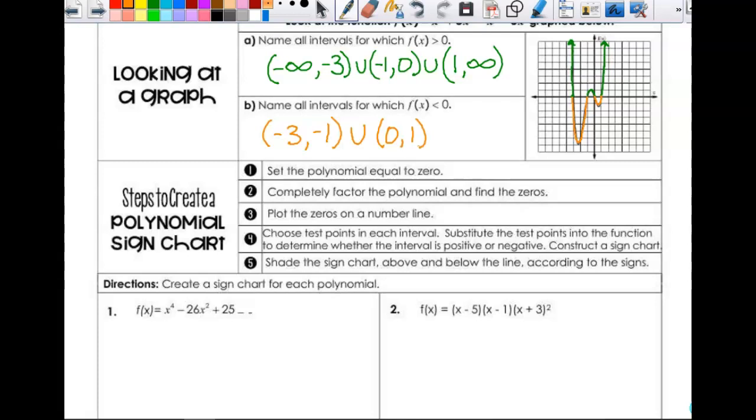Okay. All right, so here's what you do with the sign chart. I'm going to run you through the steps. I'll talk you through them. They won't make a whole lot of sense till we actually do it, but there's the list of what to do there if you need it again. So we're going to set the polynomial equal to 0. We can do that. We're going to completely factor the polynomial and find the zeros. We can totally do that. We're going to plot the zeros on a number line. We can totally do that. Then we're going to choose test points in each interval, substitute the test points in, and I'll explain that a little bit better when we get to it. That's super easy. We shade the sign chart, which we can do, and that's pretty much it. So the only thing that you don't already know would be choosing the test points, but that's super easy anyway.